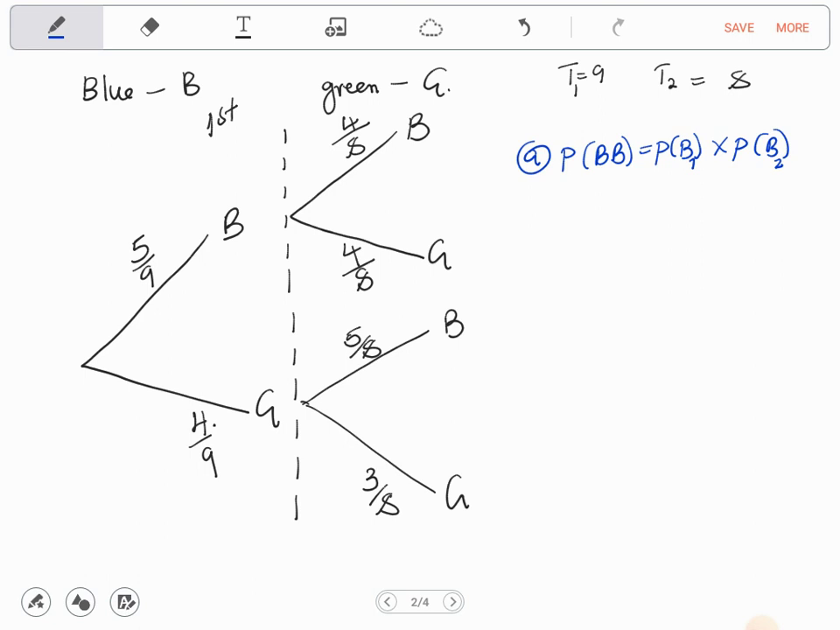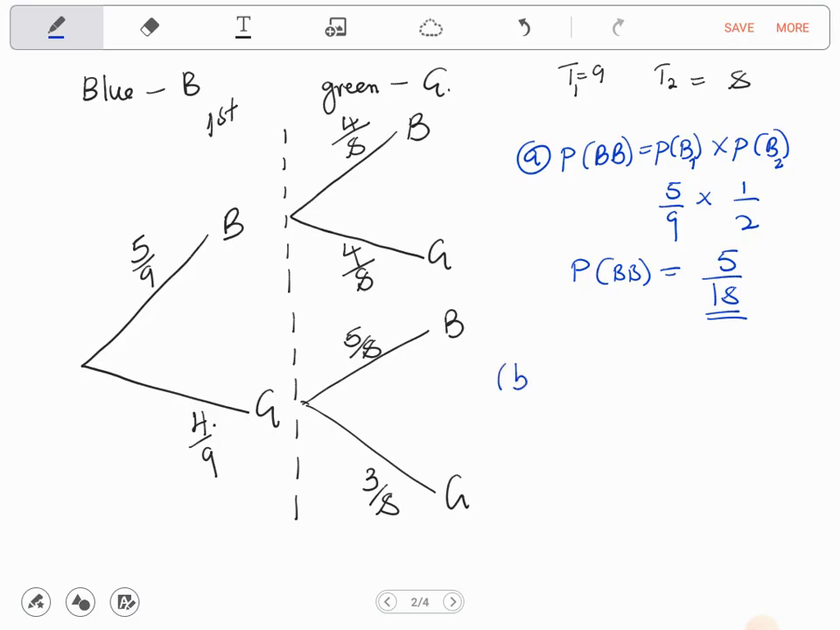So the first selection is 5 over 9. The other one is 4 over 8, just half. Let me just write half here. So the probability of picking both blue is just 5 over 18. You can end it like that.